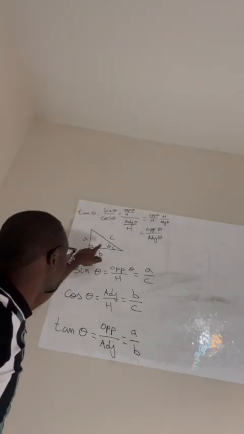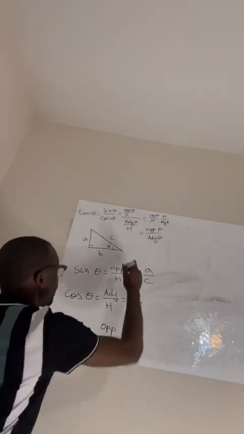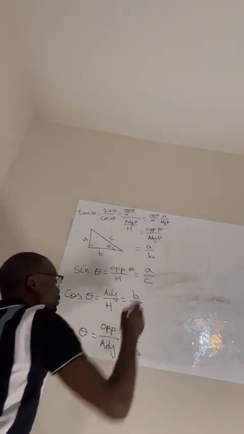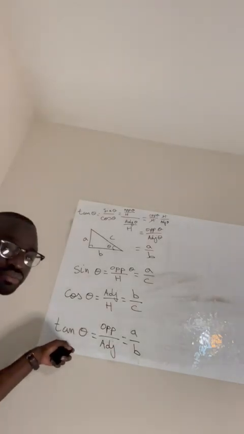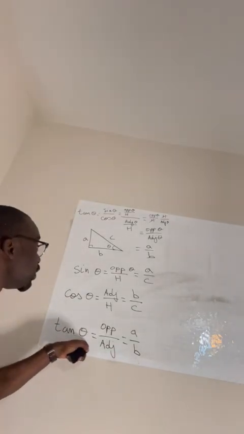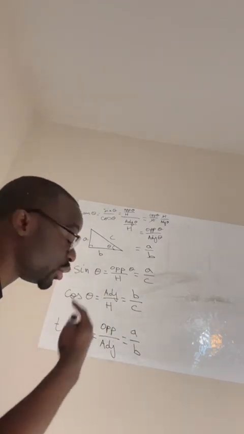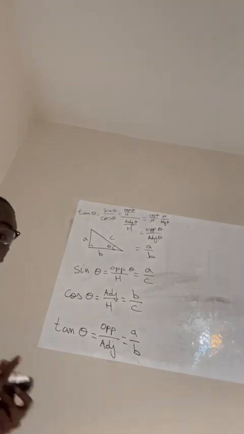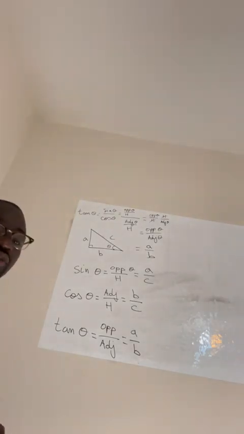And yes, opposite of theta over adjacent of theta, what is opposite? It's A over B. So this same definition comes back here. So these are two definitions of tangent. So again, this was some introduction to some basic trigonometric functions.